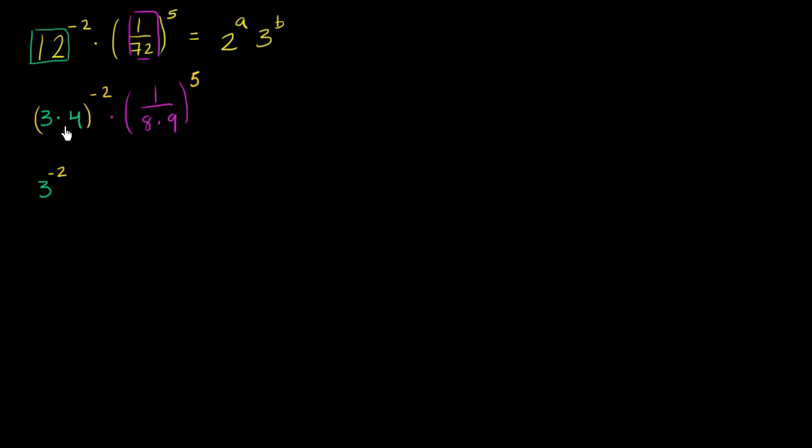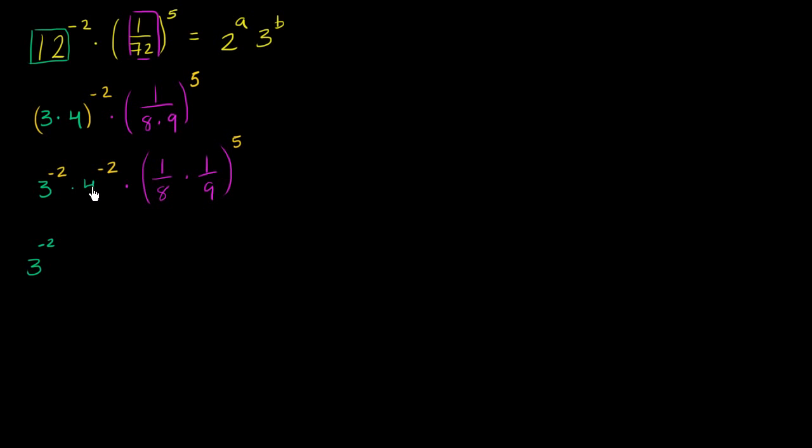So it's going to be 3 to the negative 2 times 4 to the negative 2 power. And now this right over here, let me just rewrite it like this. This is going to be the same thing times 1 over 8 times 1 over 9, and we're going to raise that to the 5th power. Now, 3 to the negative 2, we could just keep as 3 to the negative 2. That seems like a nice form to leave it in. So let me write that as 3 to the negative 2 power.